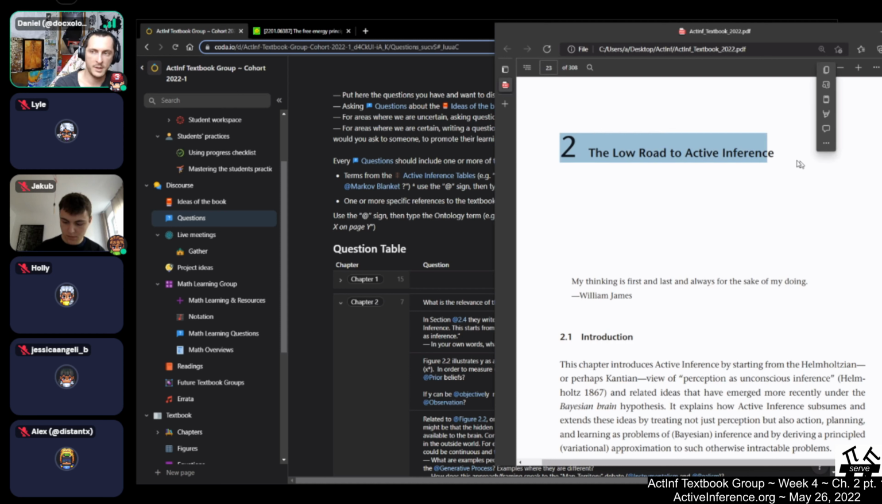Okay. So we're in the first week of discussing Chapter 2, the low road to active inference. Just to warm us up, what is the low road?